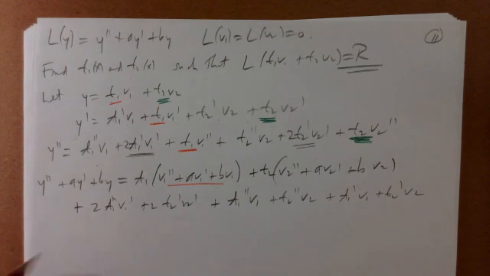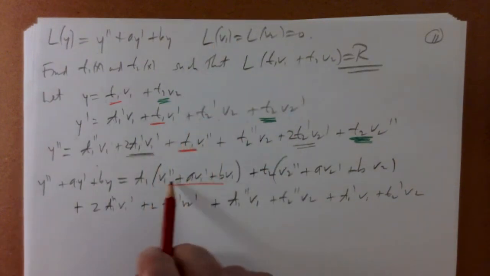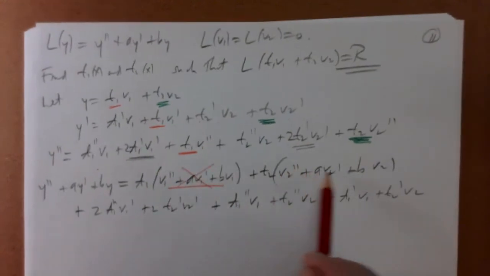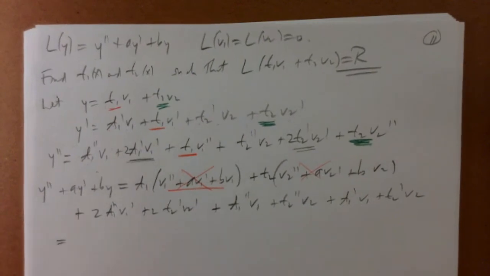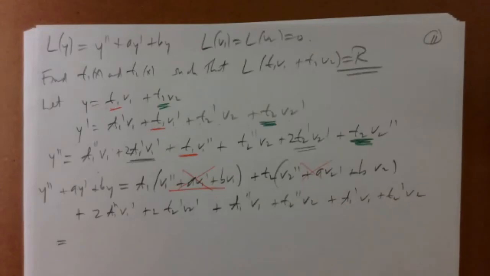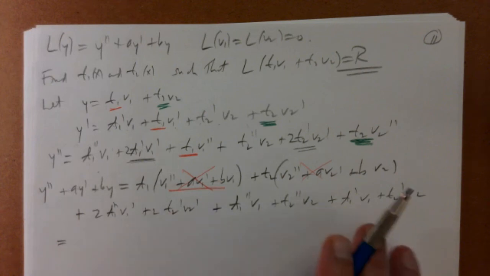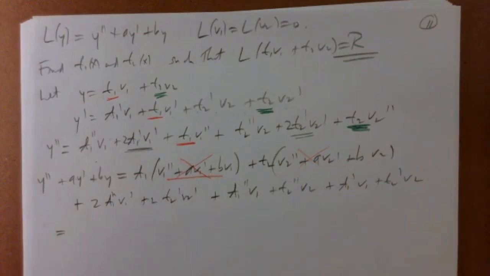Now, L(v1) is 0. This is 0. And L(v2) is 0. v1 and v2 solve the homogeneous equation. These terms are 0, so they just disappear. So I'm just left with these 6 terms down here. I have the ones that involve, let's see. I want to be able to put this together in a nice way.